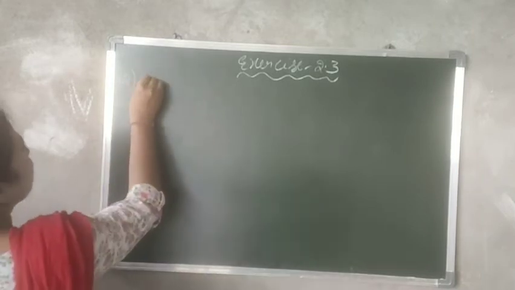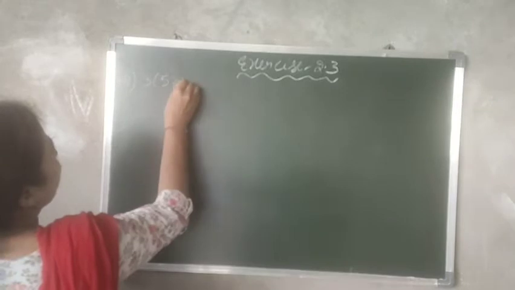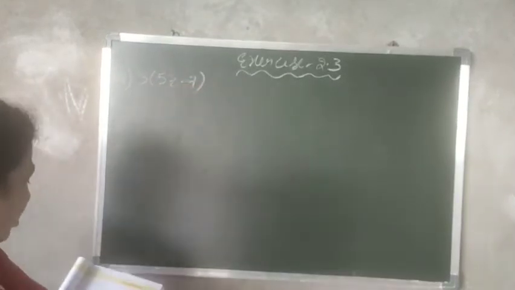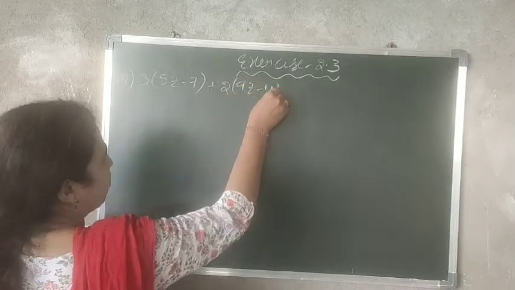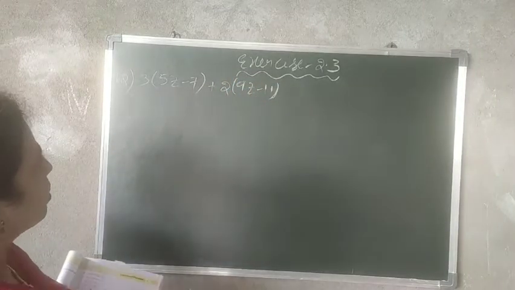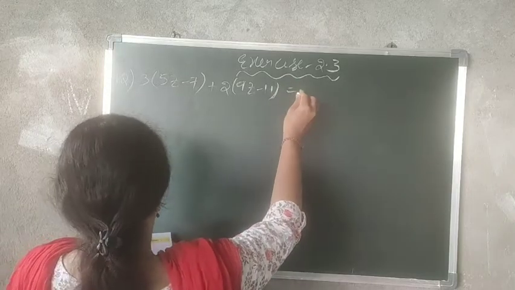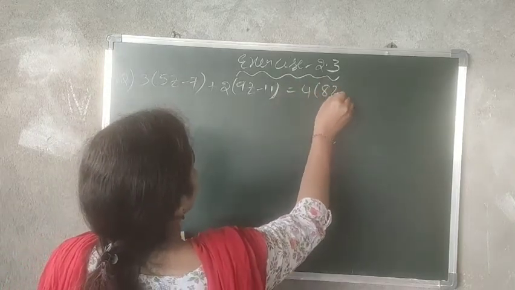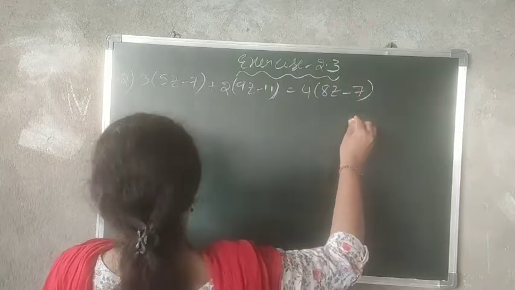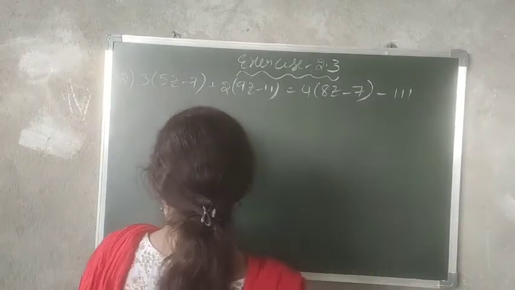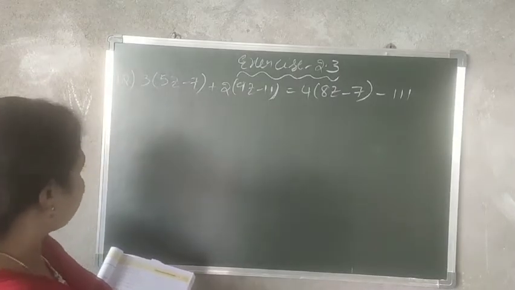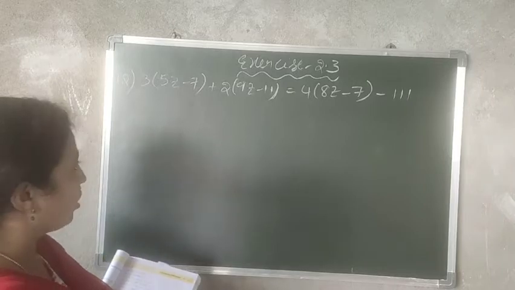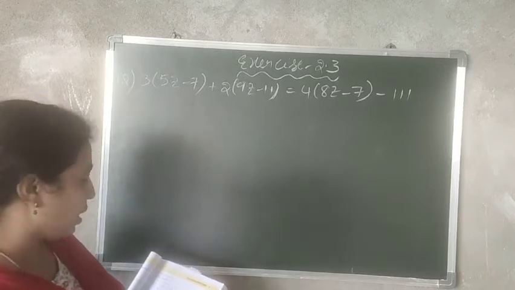3 into 5z minus 7, plus 2 into 9z minus 11, is equal to 4 into 8z minus 7 minus 111. Okay, let me check the question again. 3 into 5z minus 7 plus 2 into 9z minus 11, that is equal to 4 into 8z minus 7 minus 111.